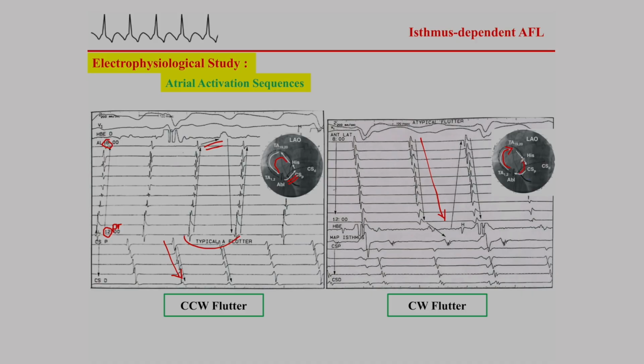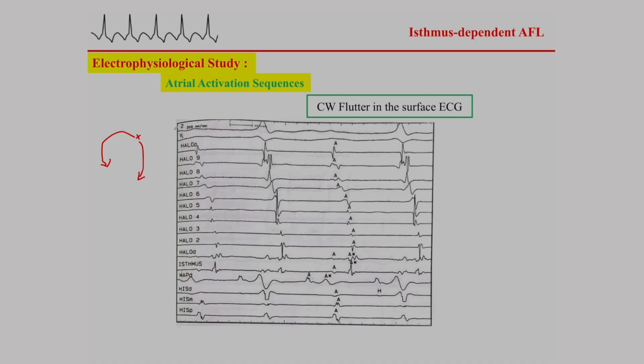and the isthmus. Let's examine together this panel from the top to the bottom. So we have lead 2, V1, and the halo catheter placed in the lateral, anterolateral, until the isthmus here, the lateral isthmus of the CTI, and we have the His catheter placed in the septal place.